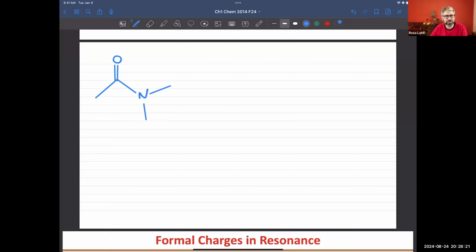Welcome back with another lecture from organic chemistry. Here we have a molecule that we're trying to find a second resonance structure for. But first thing that you need to do, you need to be sure that all your heteroatoms are octeted.